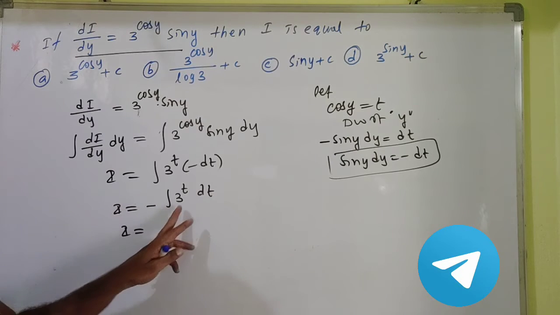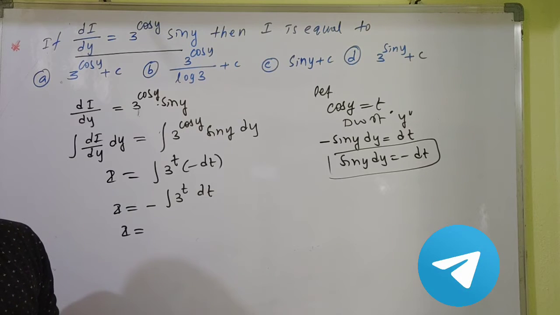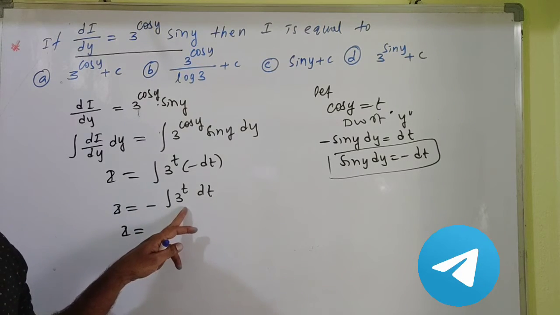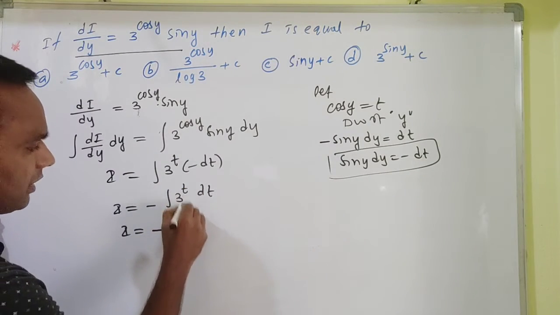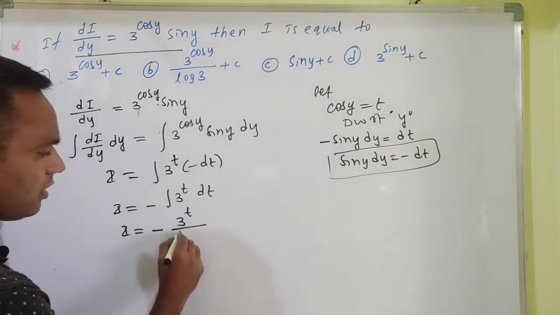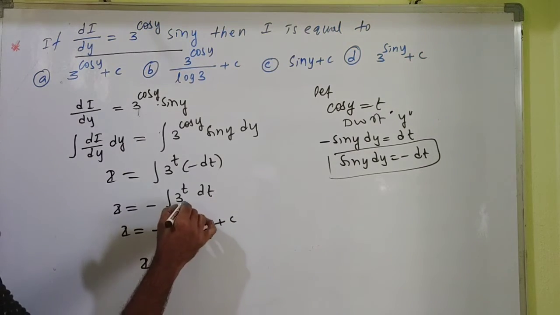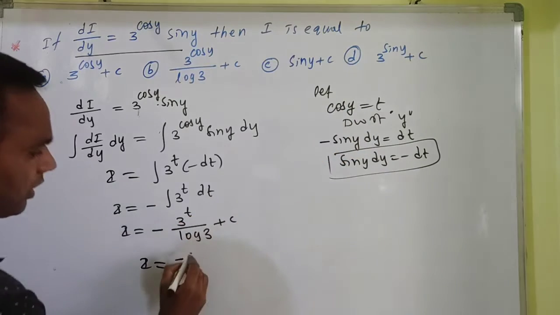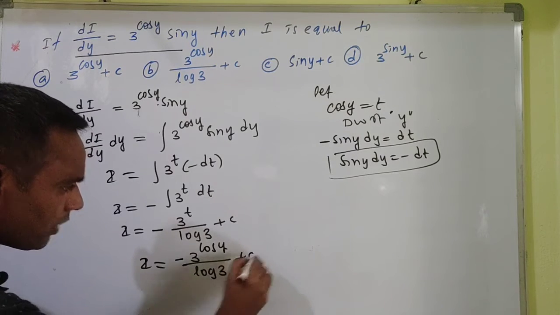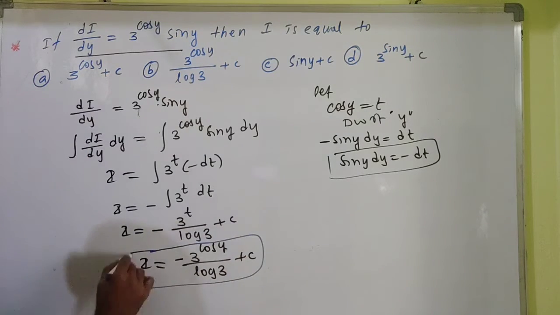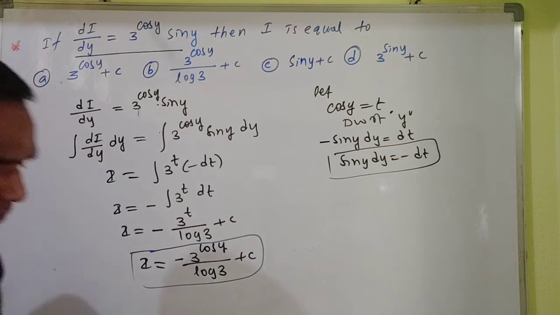We know that the integration of a power x is a power x by log a, with x replaced by t. So I is equal to minus 3 to the power of t by log 3 plus c. Since t is cos y, I is equal to minus 3 to the power of cos y by log 3 plus c. Now look at the options: minus 3 cos to the power of y plus log 3. Those options are wrong. Look at the first one here.